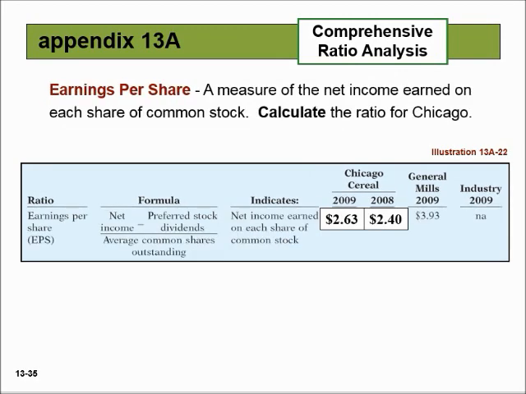Alright, now we have our earnings per share, and what that is, our net income minus our preferred stock dividends, because we have to pay those anyway, divided by the average number of common shares we have outstanding. That tells us for every share of common stock out there, how much of that net income we made goes to each one. And so we take that net income, divide it by the number of shares we have out there. And so our earnings per share for 2008 was $2.40, but in 2009 our earnings per share went up to $2.63. General Mills, on the other hand, their earnings per share is a heck of a lot higher. So they have $3.93 in earnings per share. They make a lot more money than we do overall.